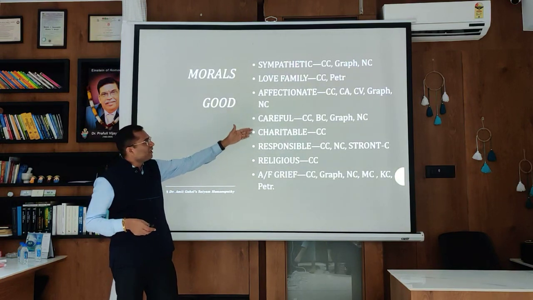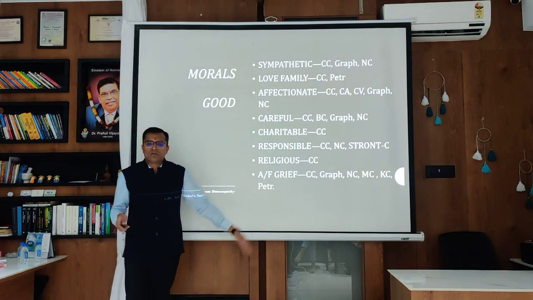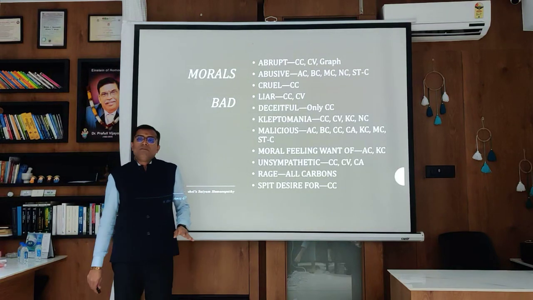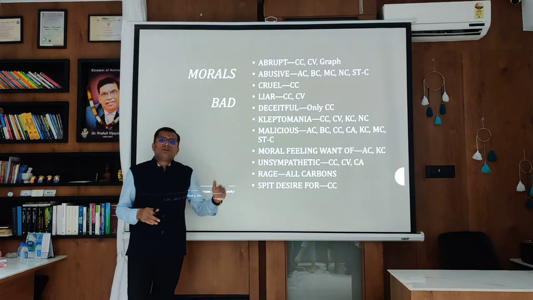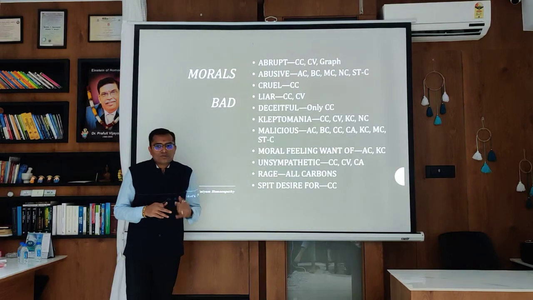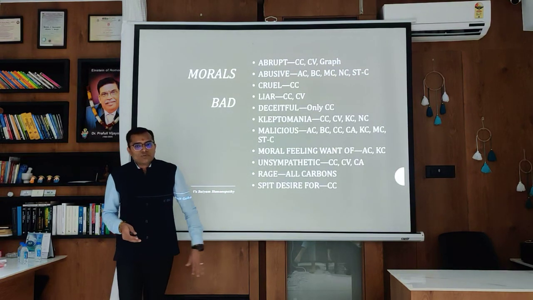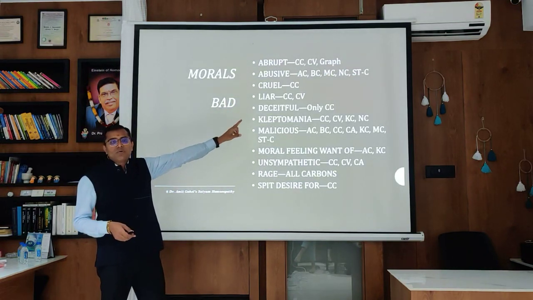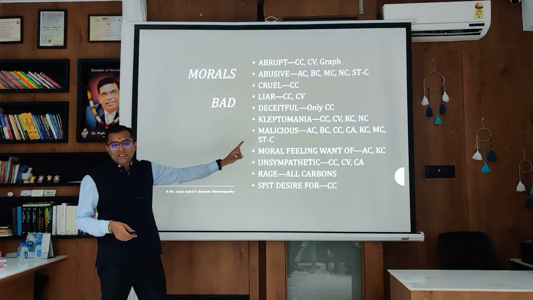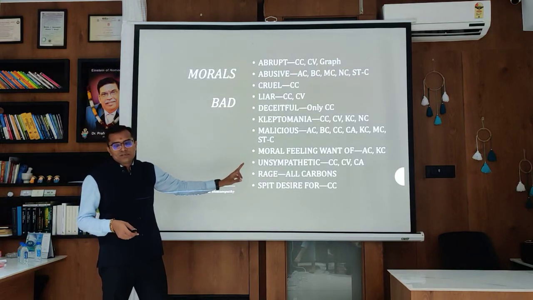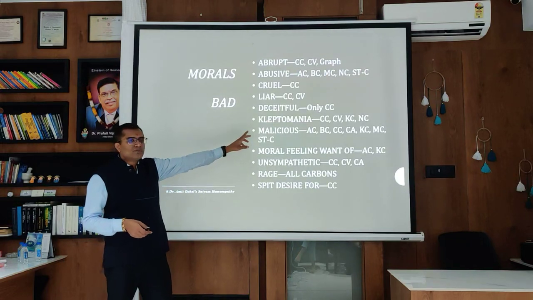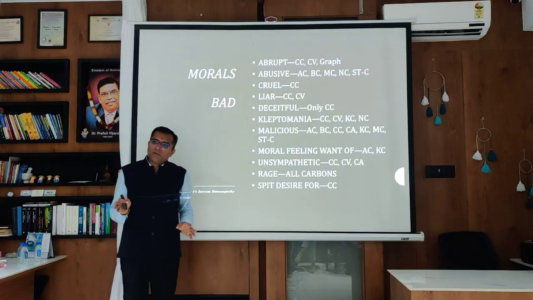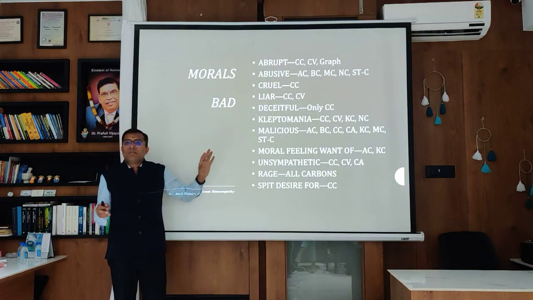So we have different remedies: Calcarea carb, Graphites, Natrum carb, Petroleum, out of which more have bad morals. What bad moral? When they get hurt, they start going into a reaction called sarcasm. Sarcasm mostly expresses anger. So in anger they are either abrupt, they go into abusiveness, cruelty, lying, deceitfulness, kleptomania. Kleptomania is for stealing money because all carbons are money-minded remedies. So they go into making money by any means.